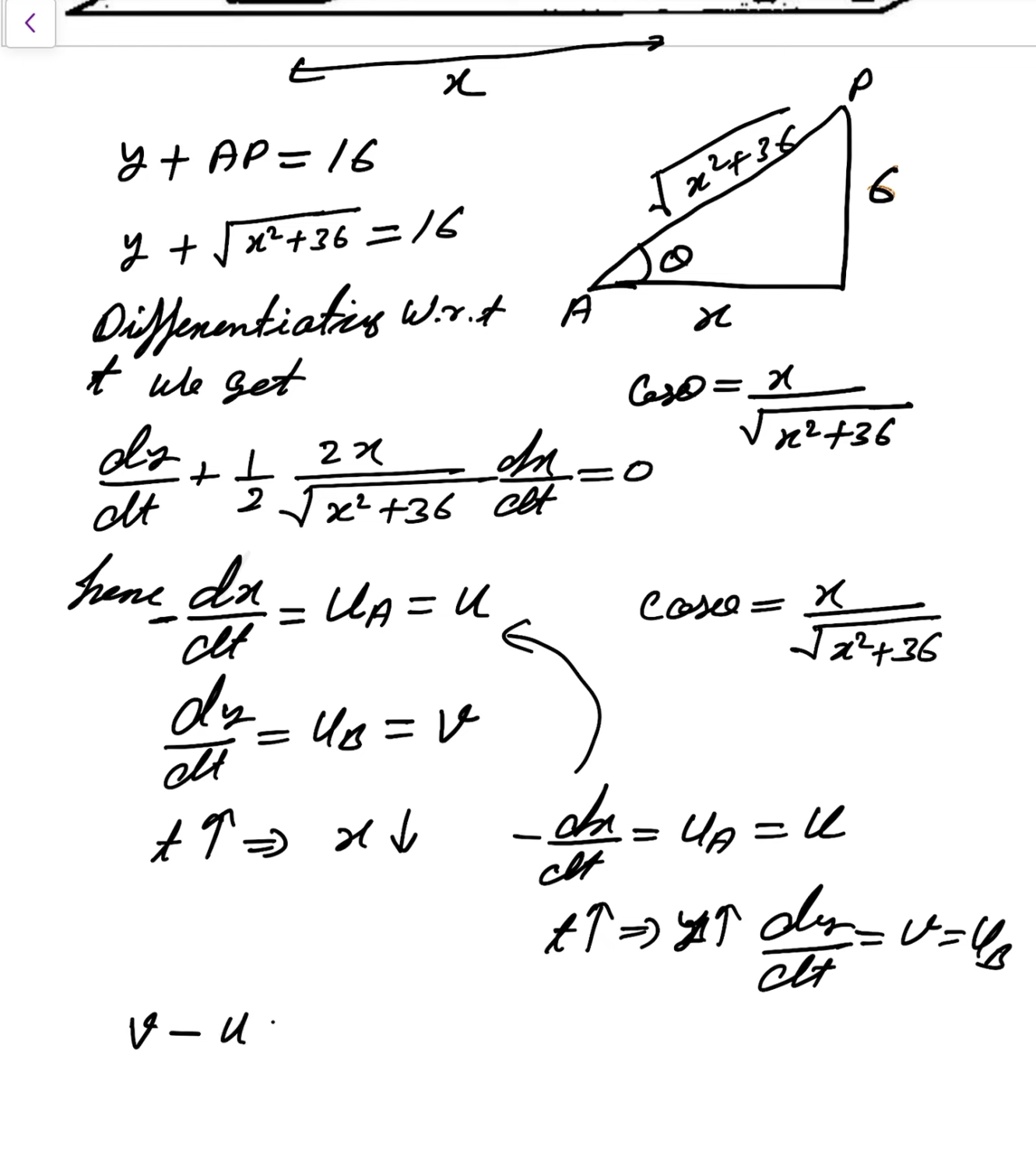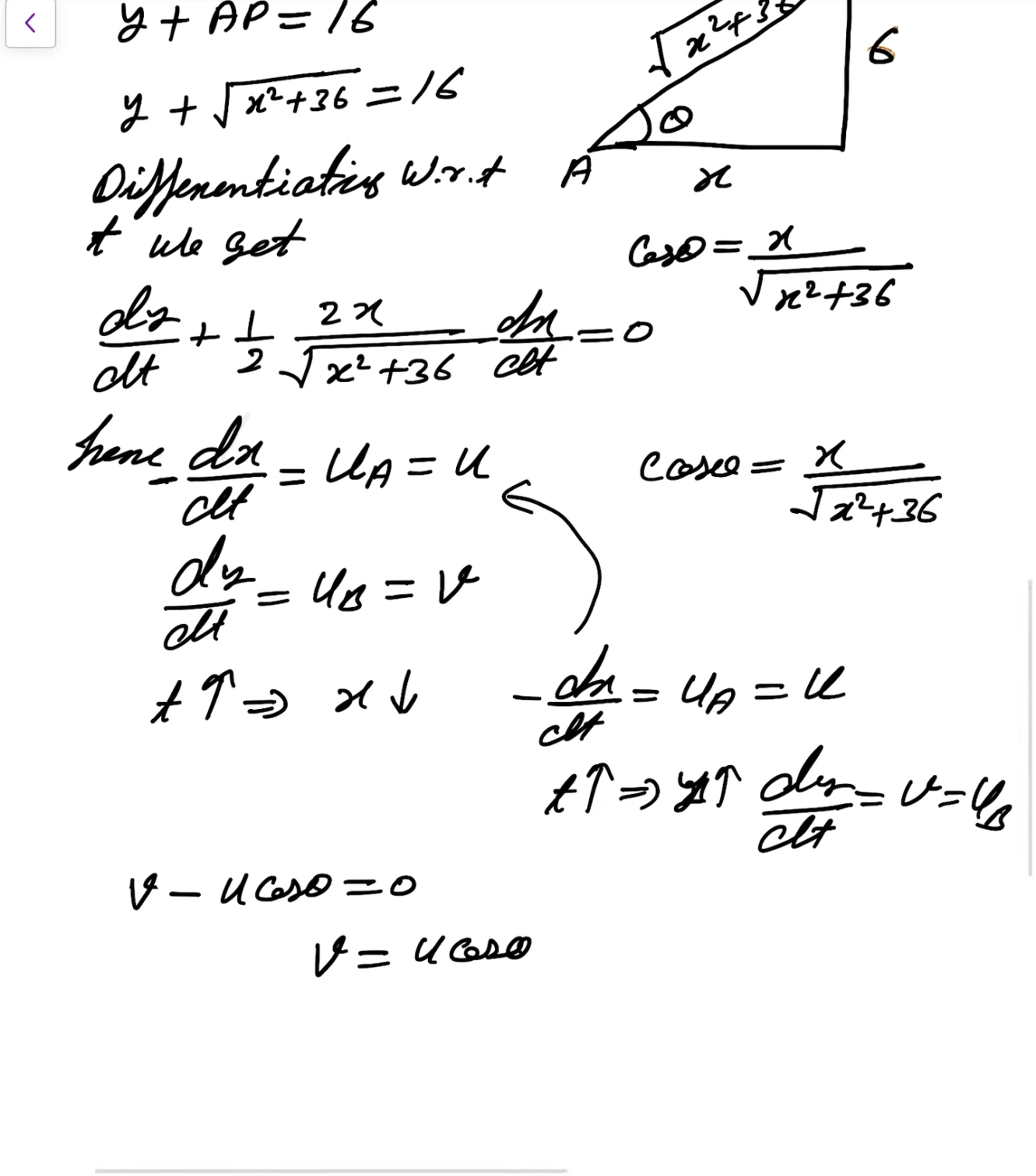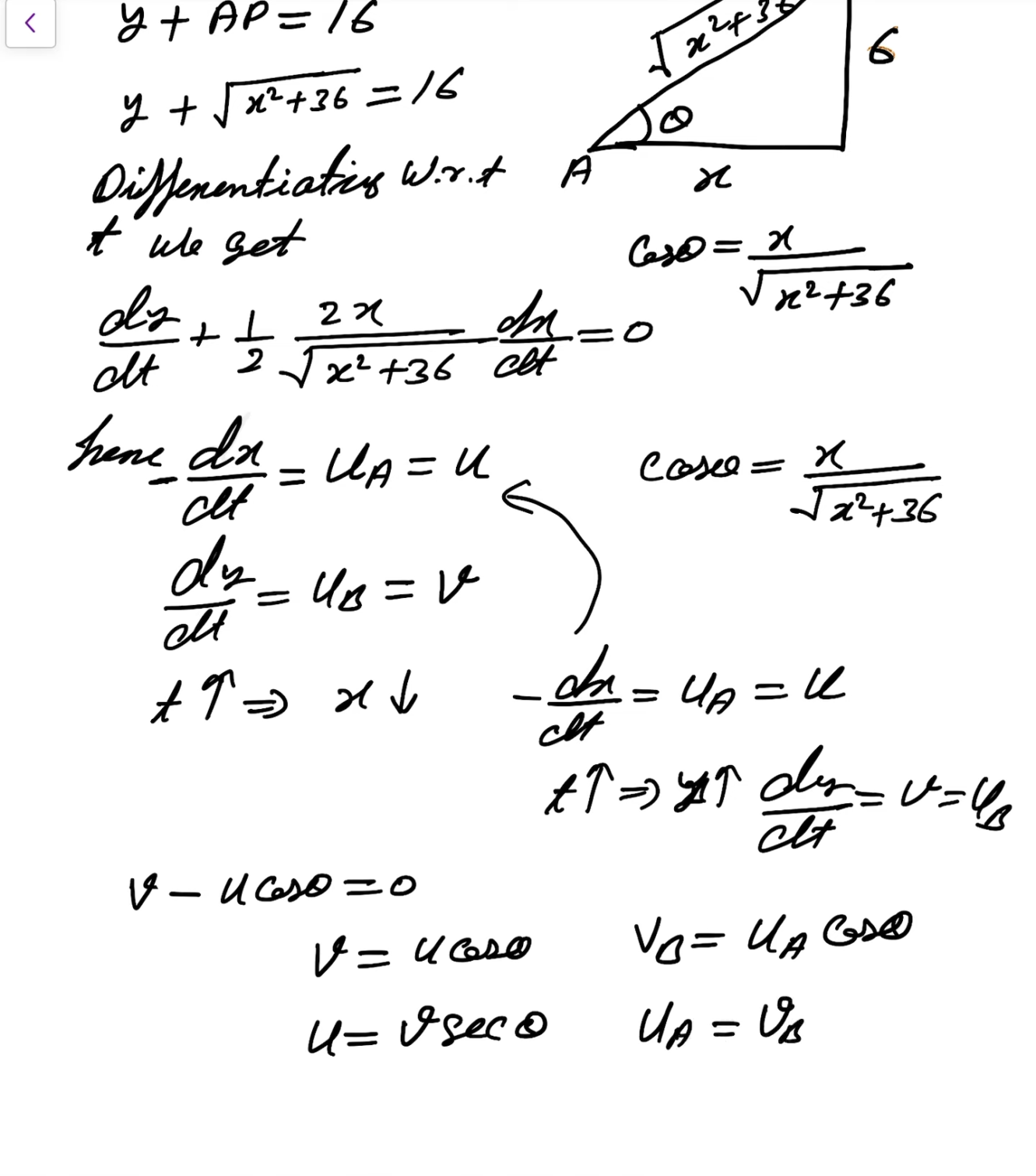So putting dy by dt as v, and this one is u cos theta, this is equal to 0. So v is equal to u cos theta, in other words, vB is equal to uA cos theta, or you can say that u is equal to v sec theta, or uA is equal to vB sec theta.